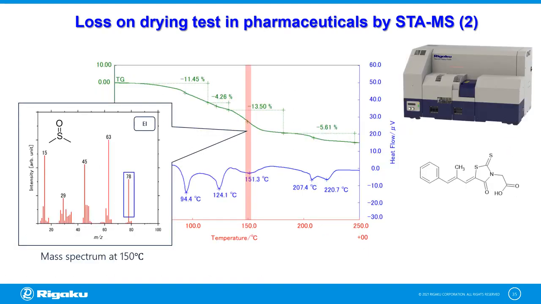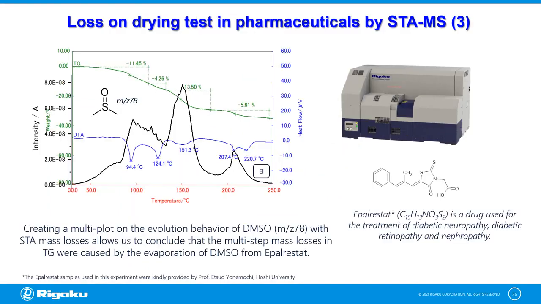From the STA-MS data, we extracted the mass spectrum at 150 degrees centigrade and performed a search using the NIST library database. We have confirmed that the spectrum at 150 degrees centigrade matches with the dimethyl sulfoxide fragmentation pattern in the database. And focusing on the molecular ion m/z 78, we have created a multiplot on the evolution behavior of DMSO with STA mass losses, leading us to the conclusion that the multi-step mass losses in TG were caused by the evaporation of DMSO from epalrestat.